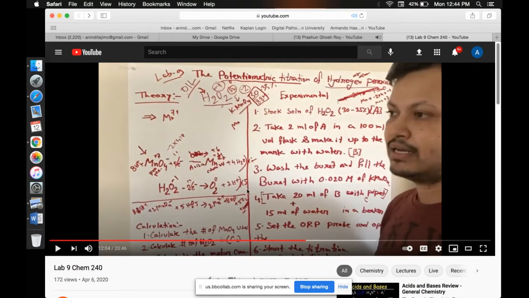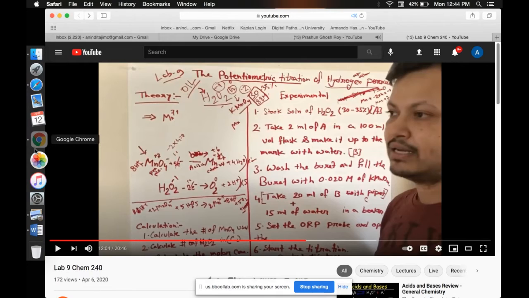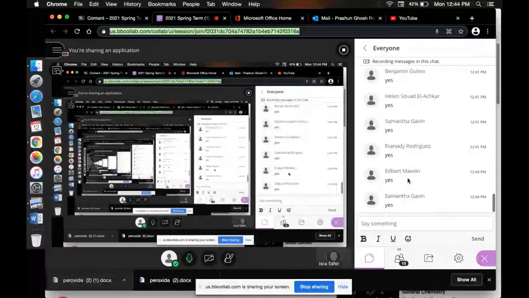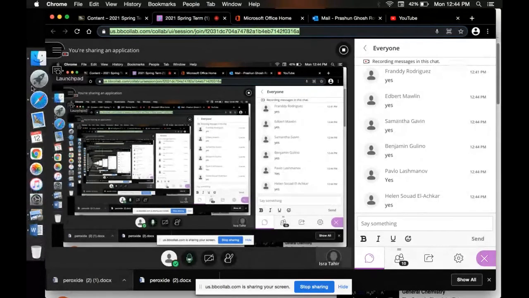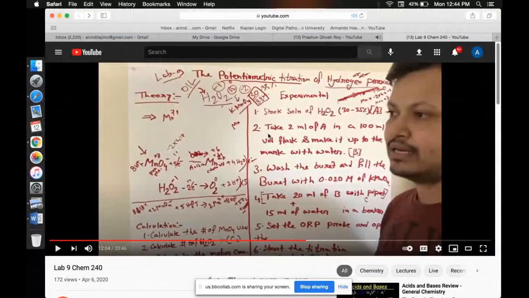You guys understand till this part? Please everyone respond. Also, this is a 2:5 reaction, and you need to know this 2:5 ratio for the calculation. So let's talk about the experimental part now.